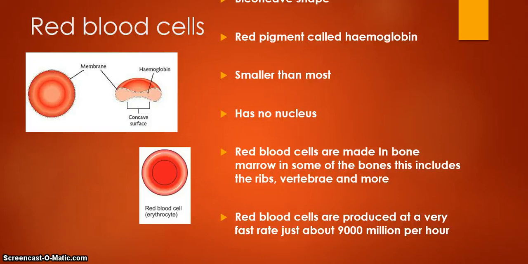Next we're going on to the old red blood cells. They are broken down in the liver, spleen and bone marrow. Some of the iron from the hemoglobin is stored and then used for making new hemoglobin, and some of it is then turned into a pigment and excreted.